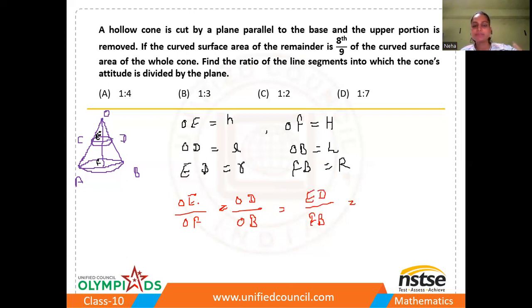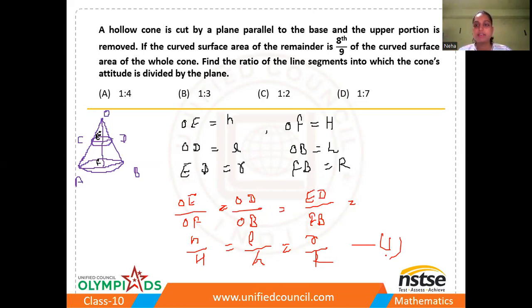And the different sides are given. I assume OE is small h, so small h over capital H is equal to small l over capital L is equal to small r over capital R, right? This is now proved. Clear? So let's suppose this is your equation number 1: small h over capital H is equal to small l over capital L is equal to small r over capital R.